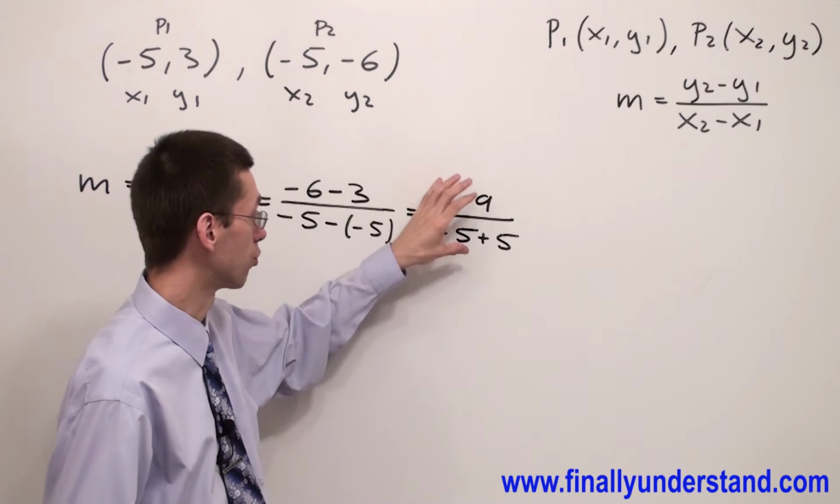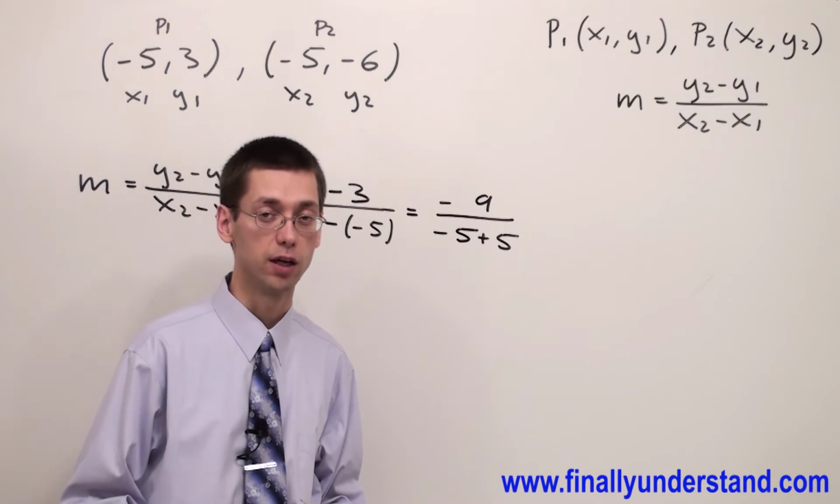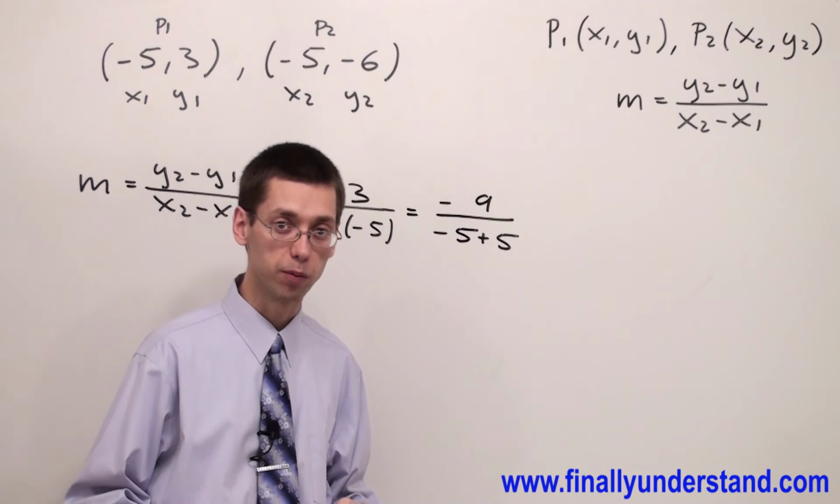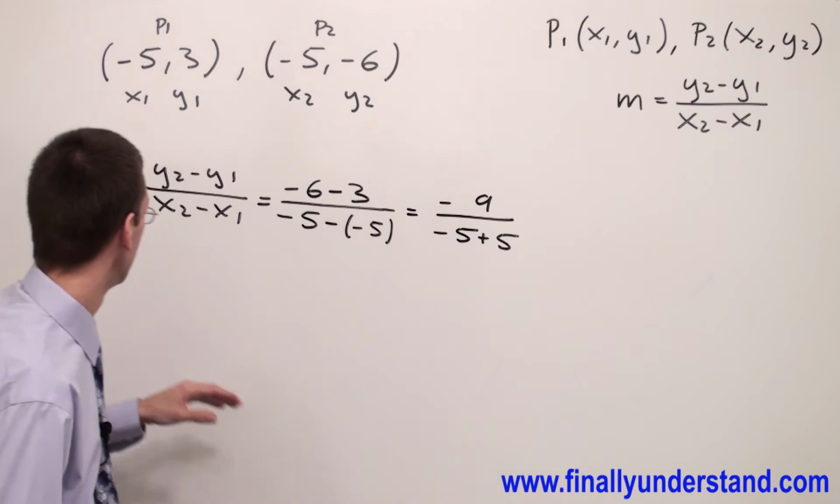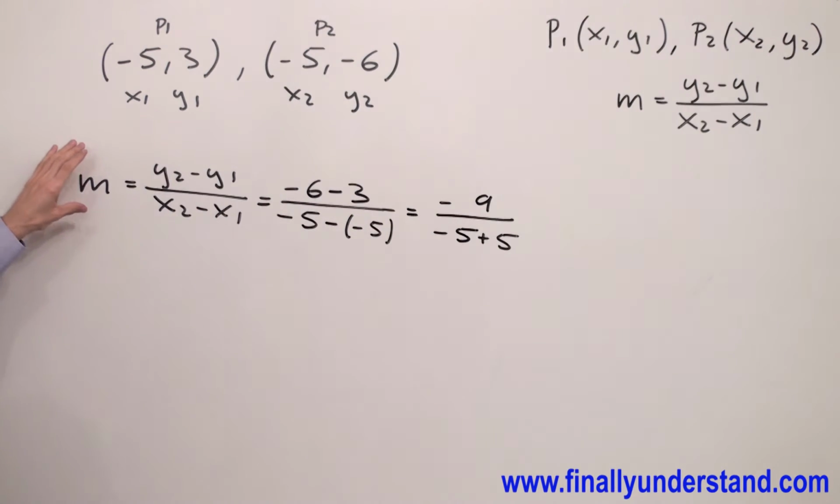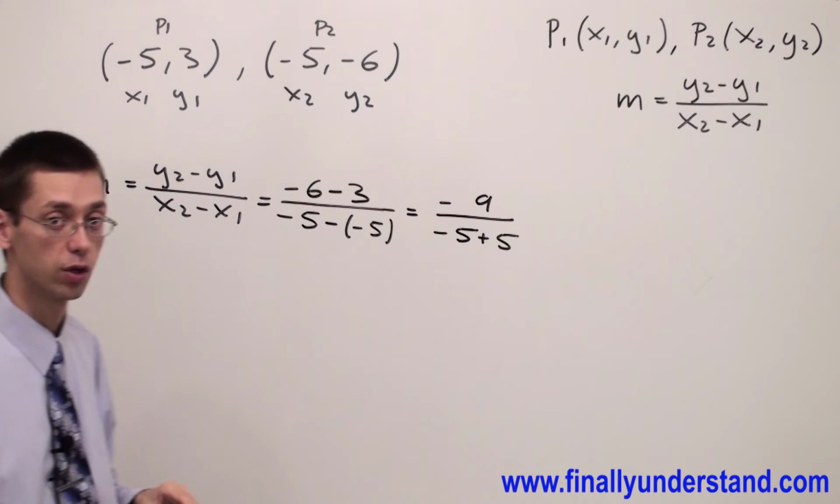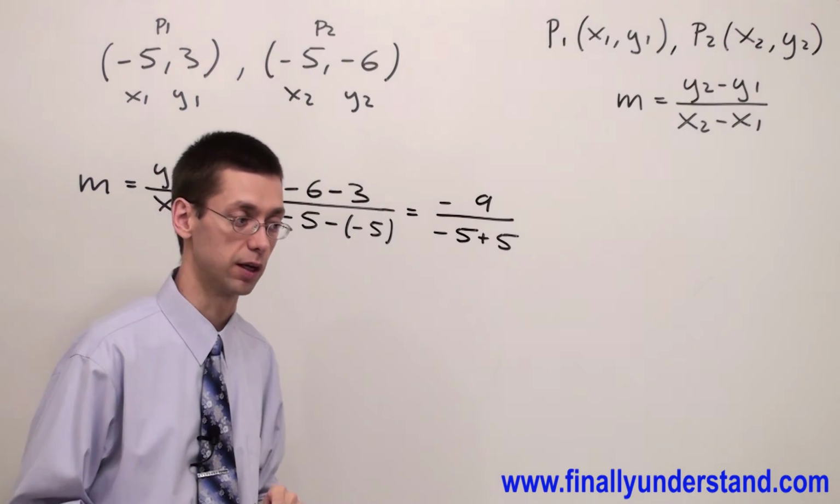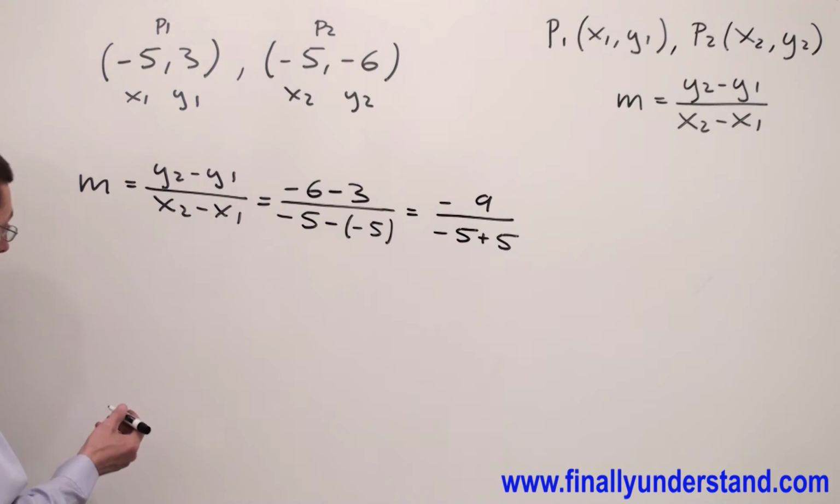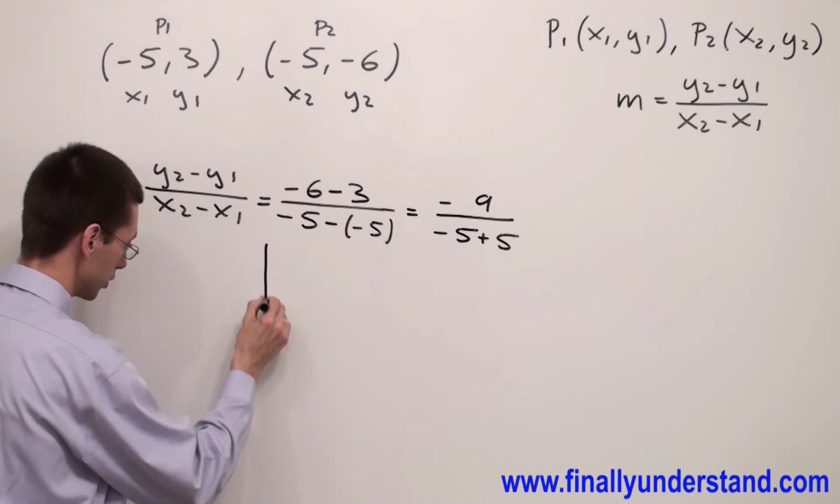Okay, so this ratio is undefined. It means that this problem has no slope. There is no slope anytime the ratio is undefined. Next, let's take a look at how this is going to look on the graph.